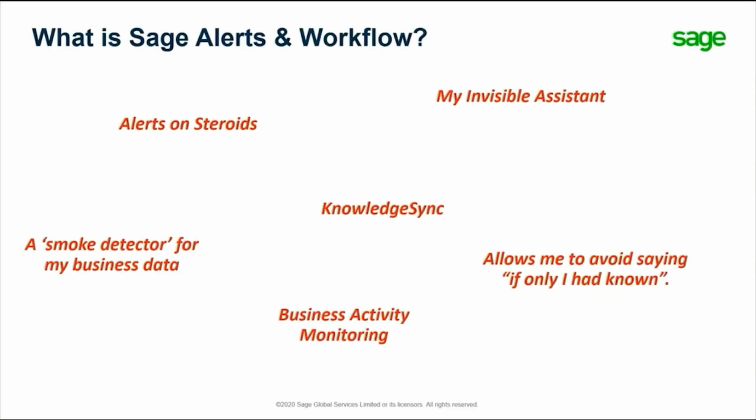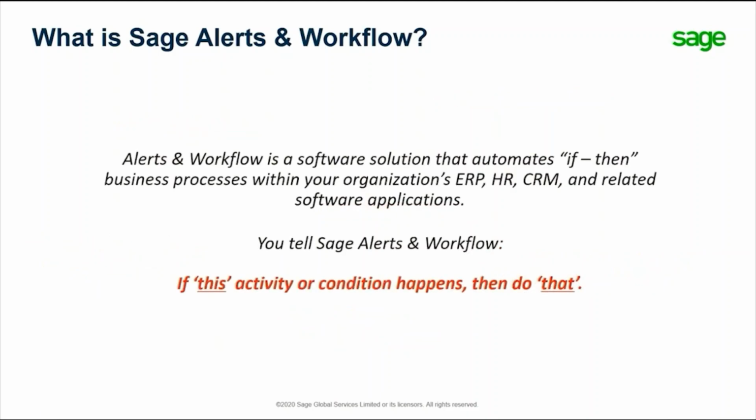So what is Sage Alerts and Workflow? And you'll hear it as you're out in the marketplace, or when you see the product, it'll have the name Knowledge Sync on it, which is the corporate brand name. But we like to say it's business activity monitoring, which is a subsection of BI or BA, if you will, right? So we just take from the inside of the application and yell at you, hey, there's something going on. It's your visible assistant. It's a smoke detector for your business. So you decide as we go through this, how does it resonate with you as a product?